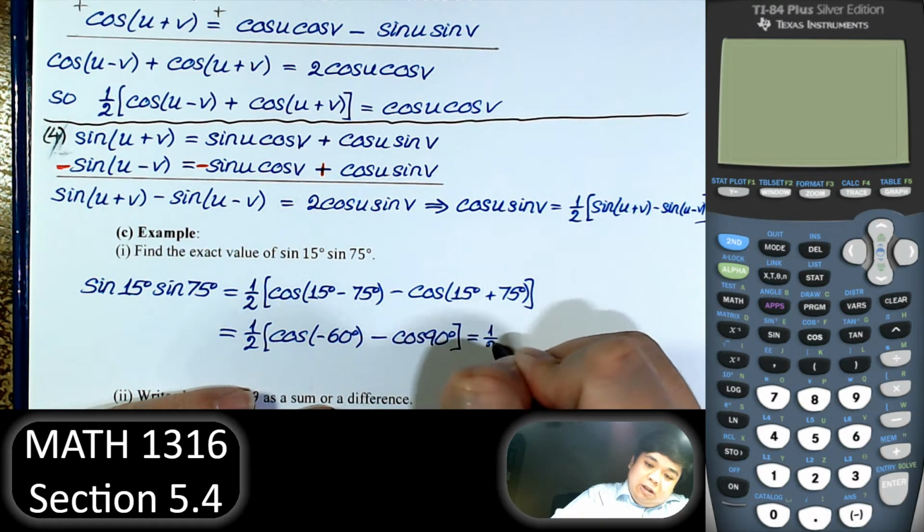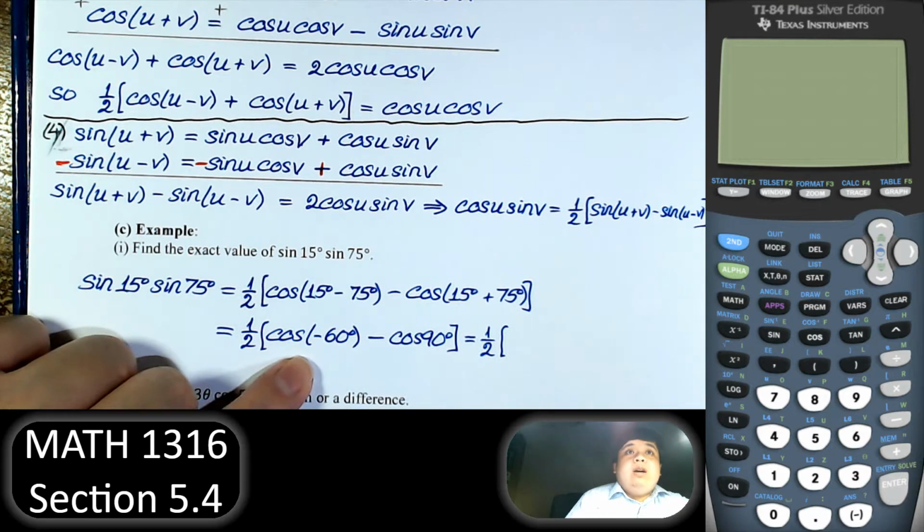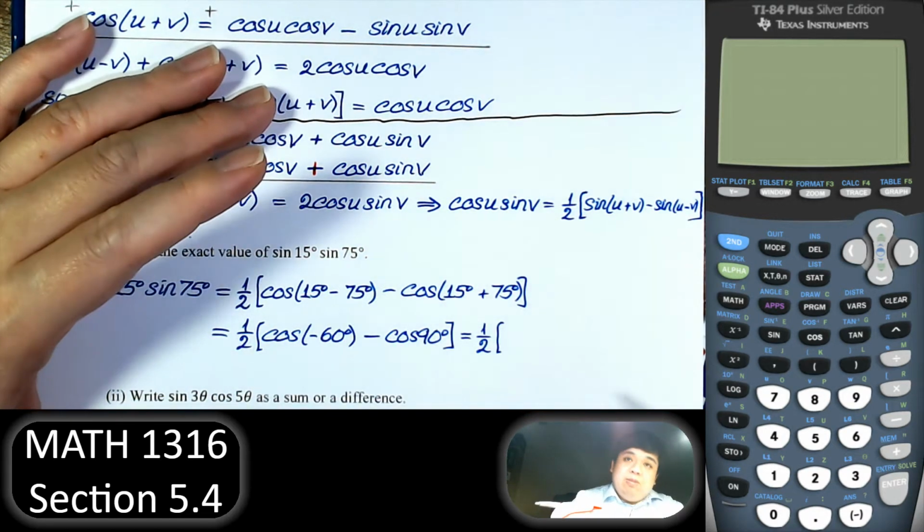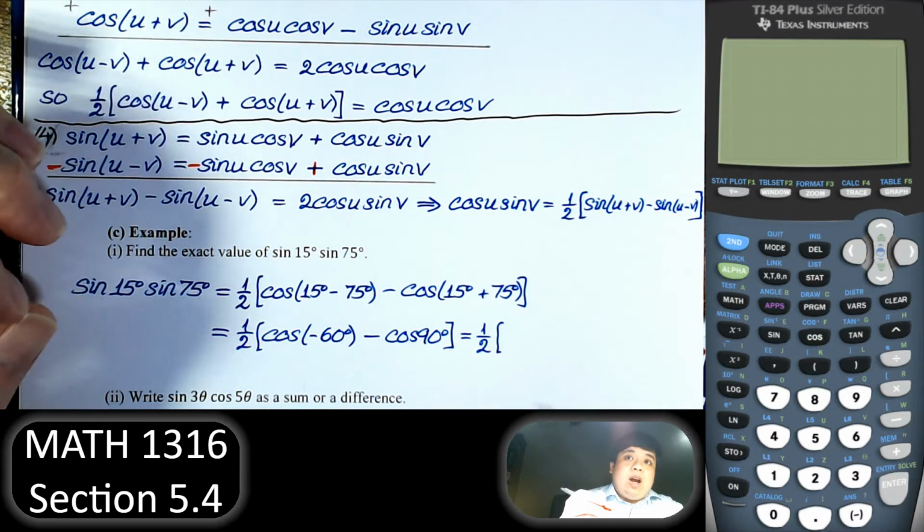Now let's simplify. Cosine of 60, before we do that, cosine of negative 60 degrees, because cosine is an even function.